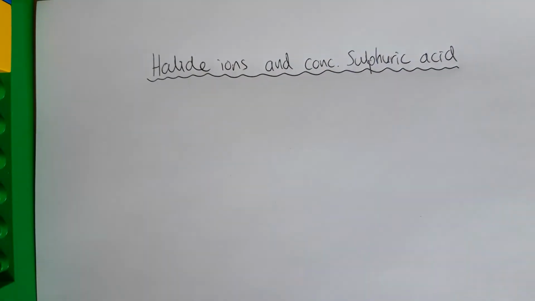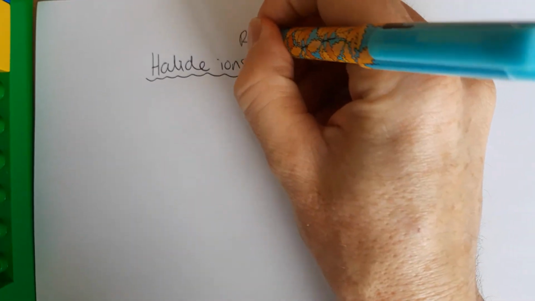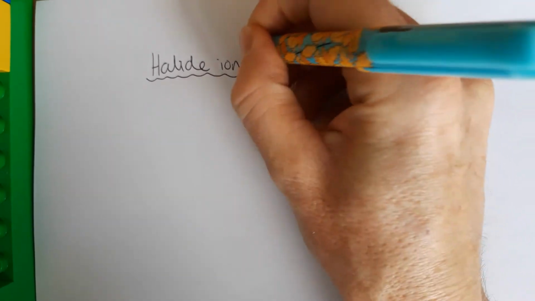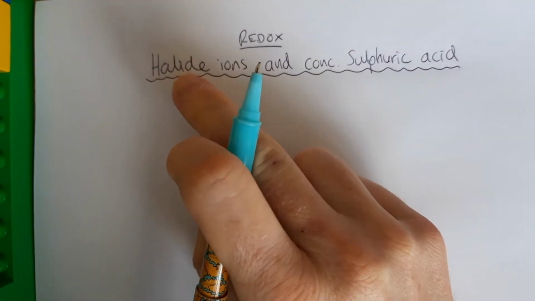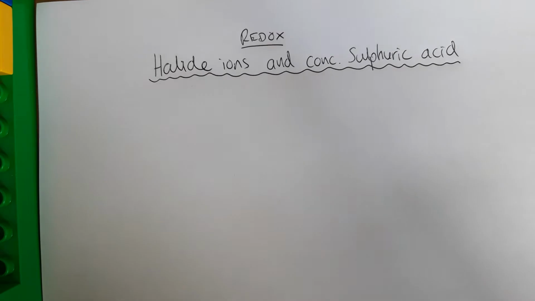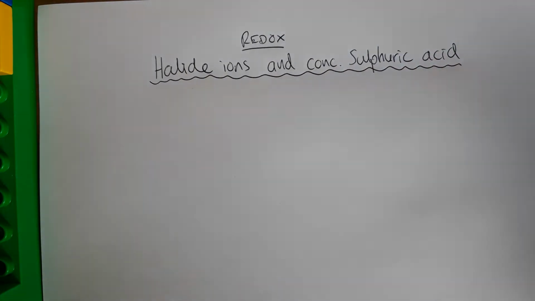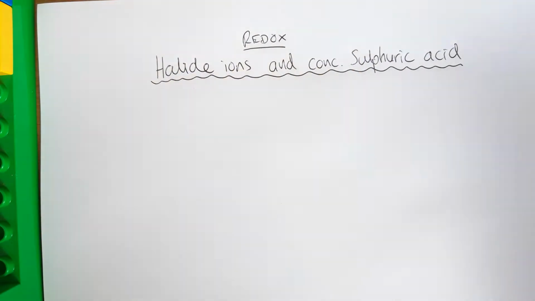Hello. This video is about halide ions and sulfuric acid. It's very much part of redox chemistry, and it's a very tricky part that students tend to get wrong over and over again. And it just seems to baffle them. But hopefully this little video will help you get your head around it.